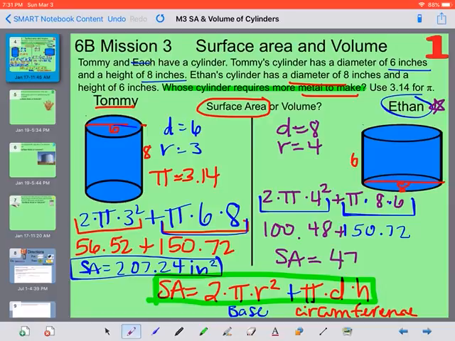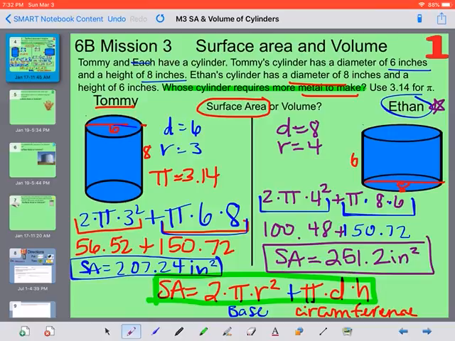We get 473.2, oops, I think I made a mistake. Yep, that doesn't make any sense to get 400. 100.48 plus 150.72 gives us 251.2. And again, we're talking about inches squared. So, whose cylinder requires more metal to make? Ethan's does. So I put a star by his name, or you could put Ethan over here.